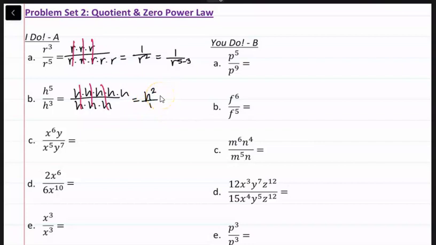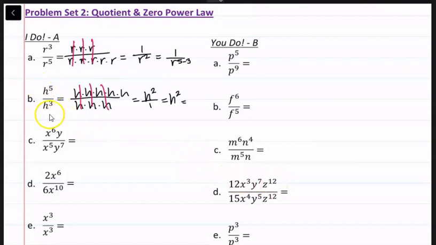Now, anything divided by 1 is itself. So I can still simplify this just to h squared. So that is what we get. Now notice, if I knew my shortcut and I had not expanded it out, and a lot of times you don't want to expand it out as you get into larger numbers. For example, here we can see we have z to the 12th power. Well, you don't want to write z 12 times. It gets kind of long.